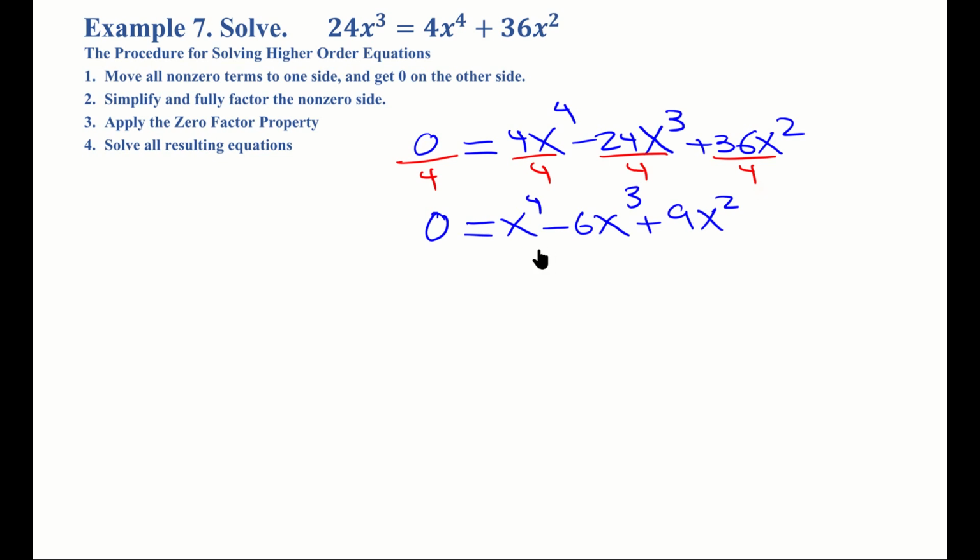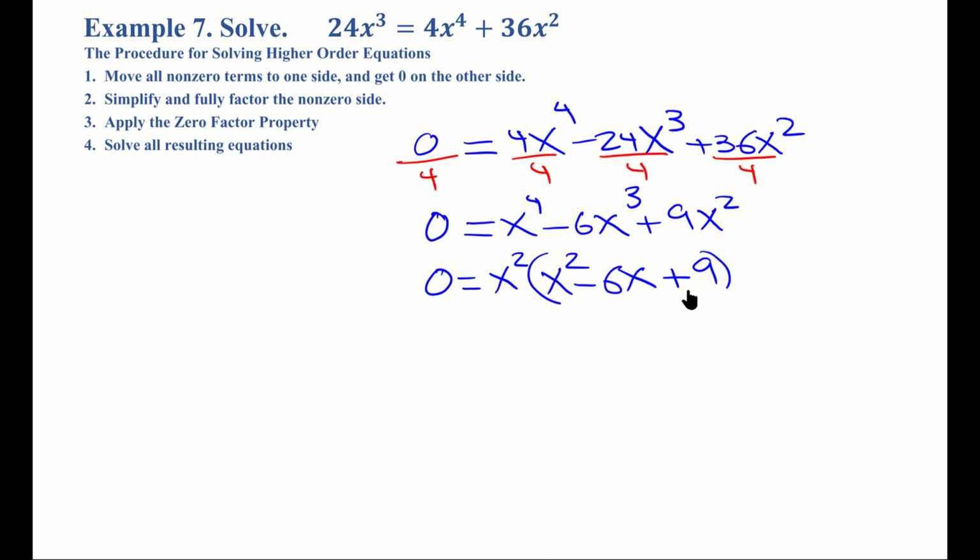So now what we'll need to do is factor out the remaining variable GCF. So we factor out x squared, that leaves us x squared minus 6x plus 9, right? So now we notice that this looks familiar. We should be able to factor this, right? Well, you should actually recognize it as a perfect square trinomial, right?